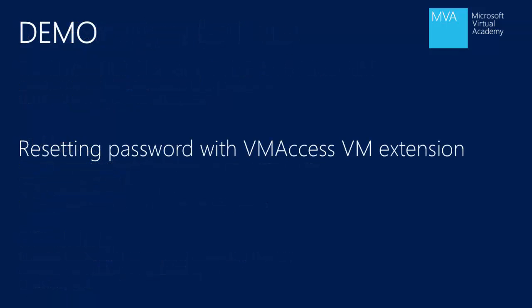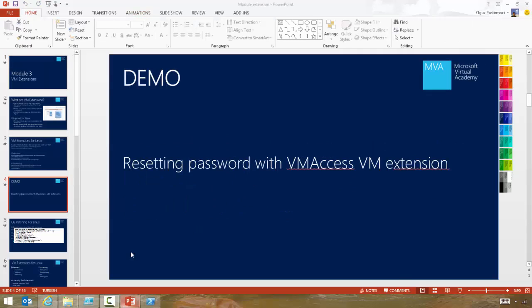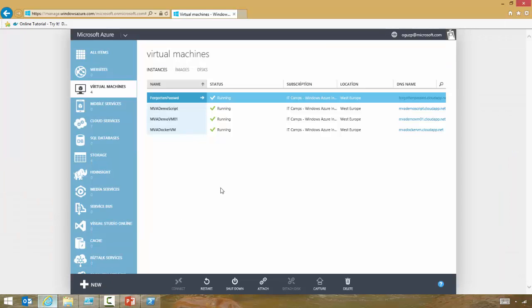So let's take a look at how VM access works in real life. Let me switch to my Azure portal. Suppose that you have forgotten the password of a virtual machine, a Linux virtual machine running in Azure. That's one of the nightmares we IT pros have in our daily life, because the traditional process to recover this password is to shut down the VM, download the VM, and run it on Hyper-V to do the traditional password recovery operation for a Linux operating system.